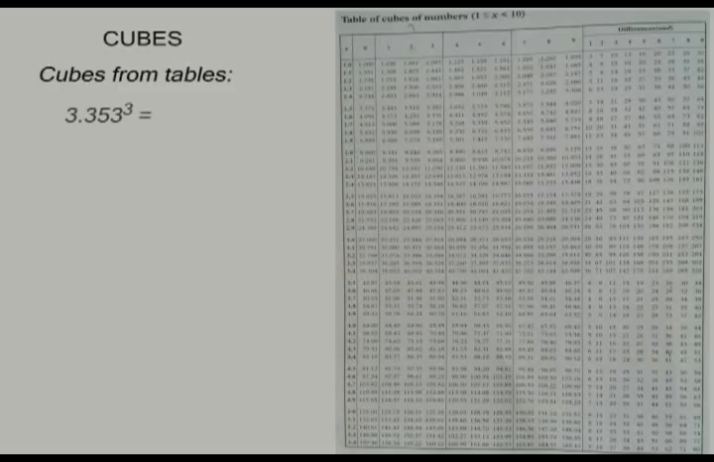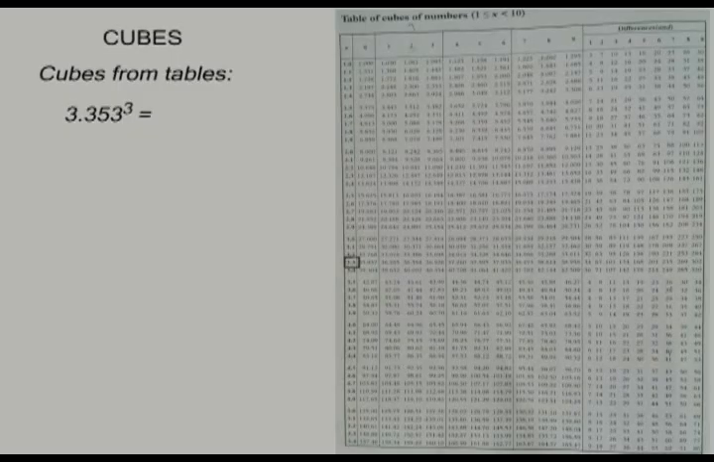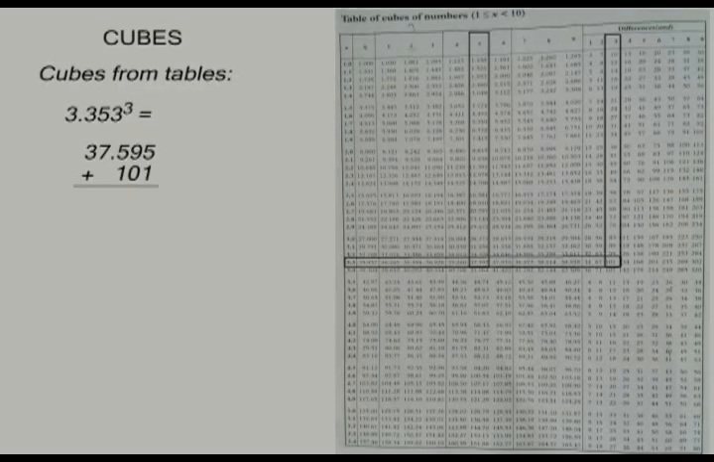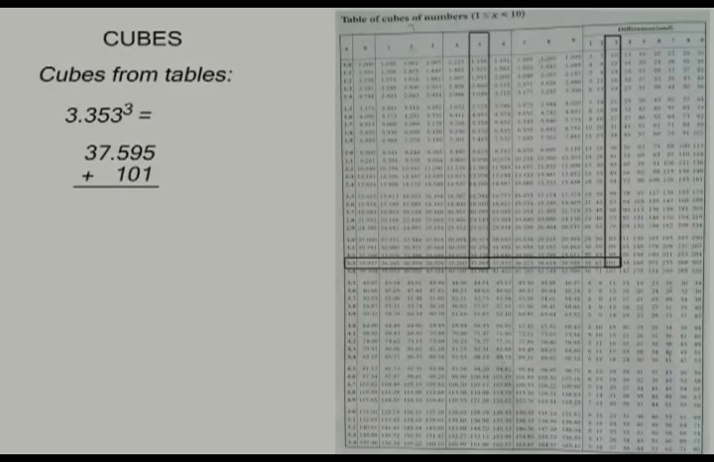For example, the cube of 3.353. 3.3 is here. We go to the column of 5, they coincide here, and the number is 37.595. Last decimal place, we go to the differences column, specifically to the column of 3. They coincide here, and the figure is 101. We add to our previous reading, and if we do that, we get 37.696. And so the cube of 3.353 is 37.696.